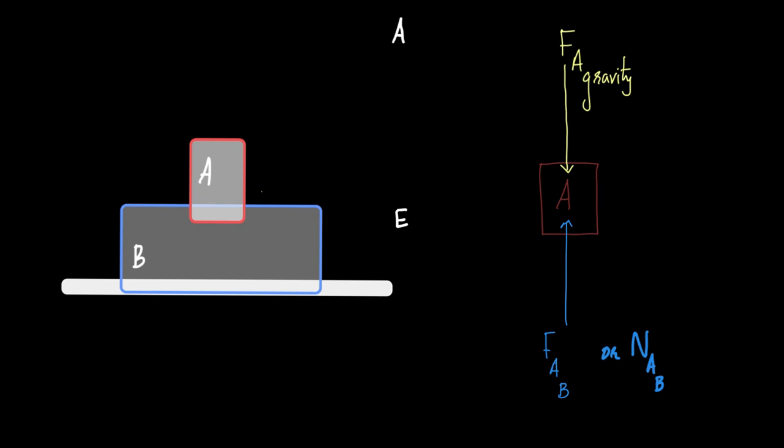So there is a force on A due to gravity, and since A is in contact with B, there is another force acting on A by virtue of contact with B, which is called the normal reaction on A due to B, acting on A from B. Okay.